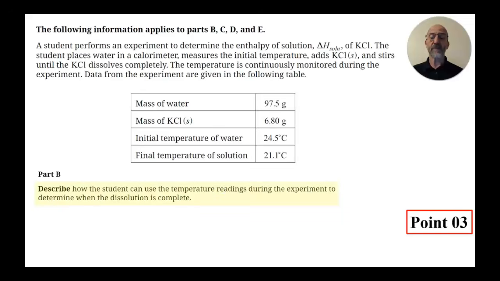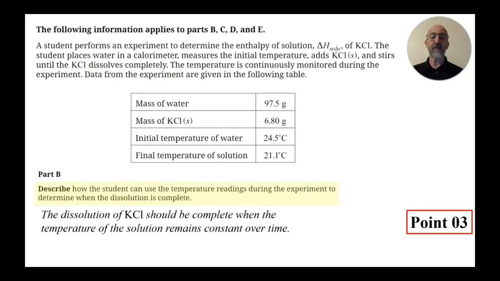So for the third point, describe how the student can use the temperature readings during the experiment to determine when the dissolution is complete. Now, the temperature decreases as the potassium chloride is dissolved, so we're looking for the lowest possible temperature. What is the minimum temperature? So what I said for that third point is the following. The dissolution of potassium chloride should be complete when the temperature of the solution remains constant over time. So if the temperature is still decreasing, then the dissolution process is still occurring. But once the temperature remains constant over time, the dissolution of potassium chloride should be complete.